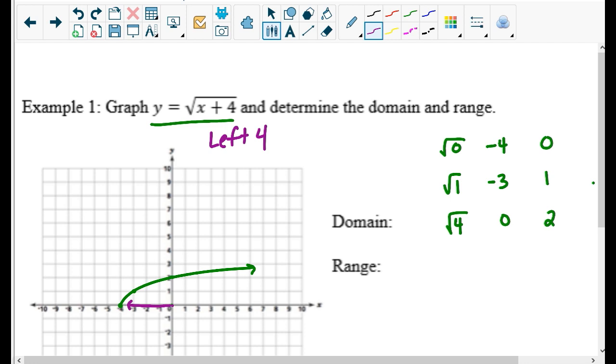Our domain then, you can see not all x values are going to be included, because anything to the left of that graph is not going to be on that graph. So x is going to be greater than or equal to negative 4. And my range, again, my y values, there's nothing going on down below here, so y has to be greater than or equal to 0.